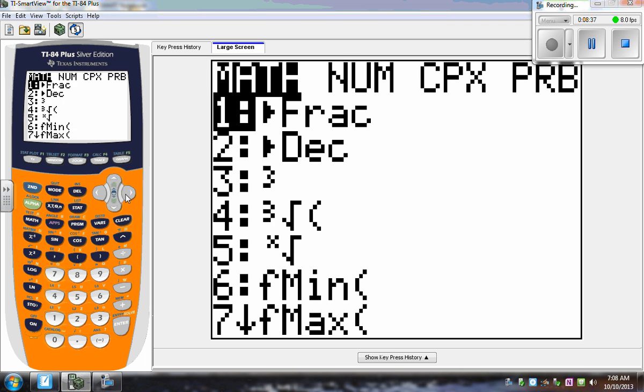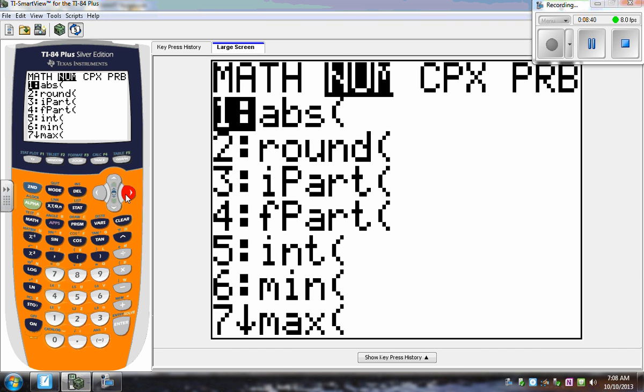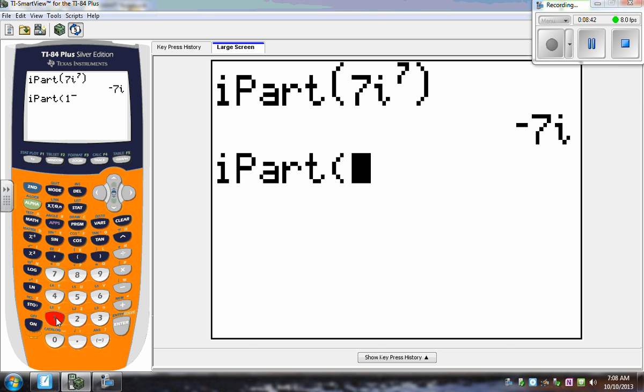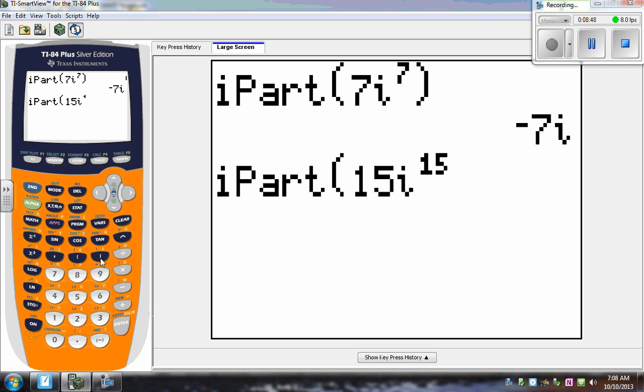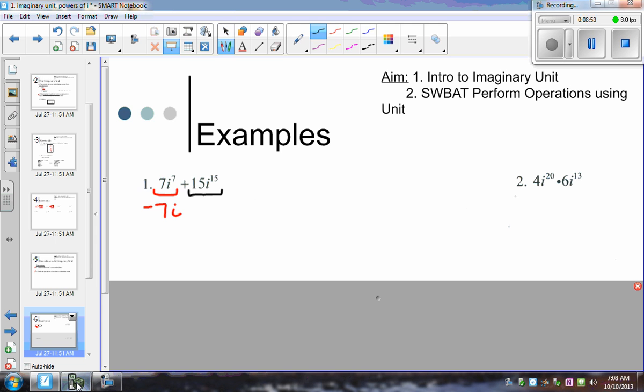Now we need to take care of our other piece. We're going to do math, arrow over to iPart again, and type in 15i raised to the 15th. When you hit enter, you see that this simplifies down to -15i. Now to actually do the math, you treat the i like a variable. As long as they are like terms, which we have here, since they both have i, we can combine these together and get a final answer of -22i.